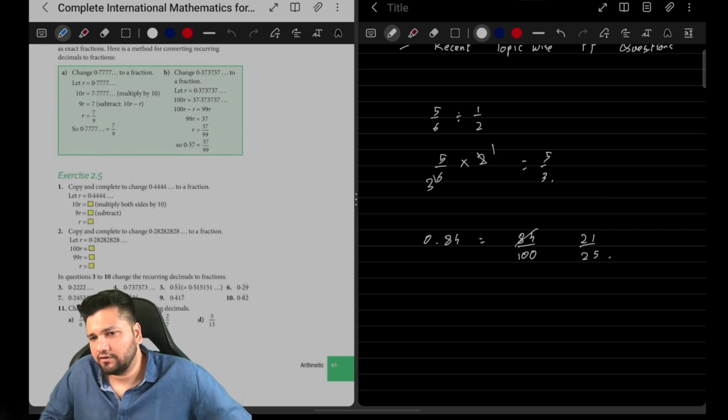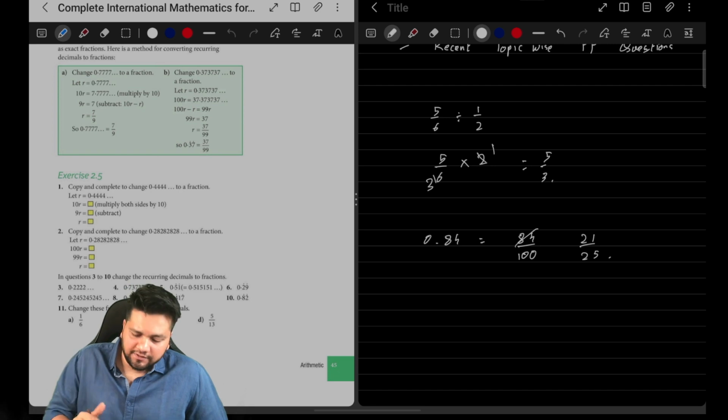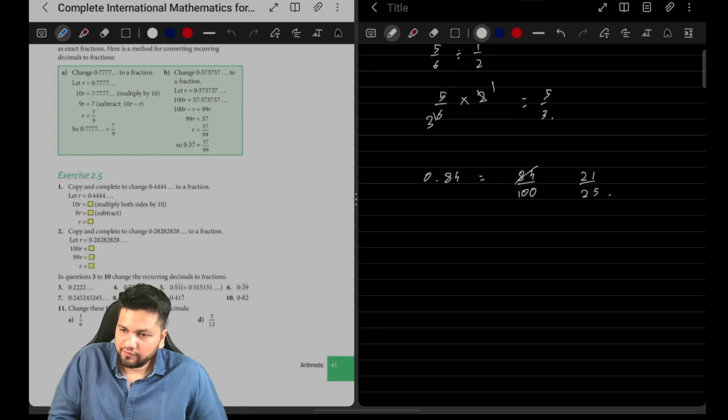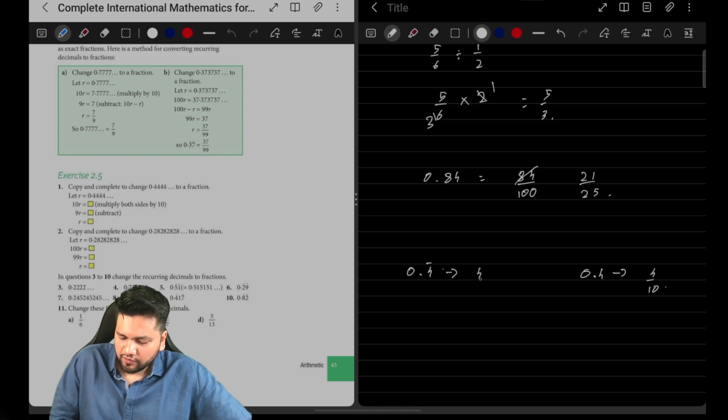Recurring decimals. I am not going to teach you how to solve them, but I'm going to give you some tips which you can use in your exams. The shortcut for recurring numbers: if I have 0.4 recurring and want to convert it to a fraction, for a normal decimal it would be 4 by 10, but when it's recurring, instead of 10 it's just going to be 4 by 9.